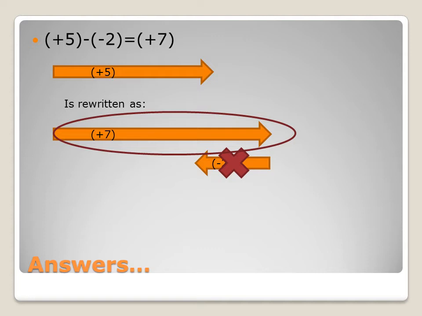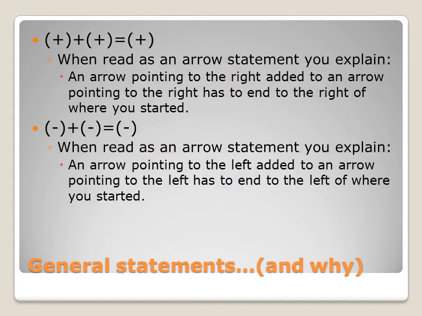Now let's go to the second part of what we looked at, which is the general statements about addition, subtraction, multiplication, and division. So the first general statement we looked at is that you should be able to prove that a positive plus a positive equals a positive. And if I asked you to do that on an exam, you would say, when read as an arrow statement, what you mean is an arrow pointing to the right is added to an arrow pointing to the right that has to end to the right of where you started.